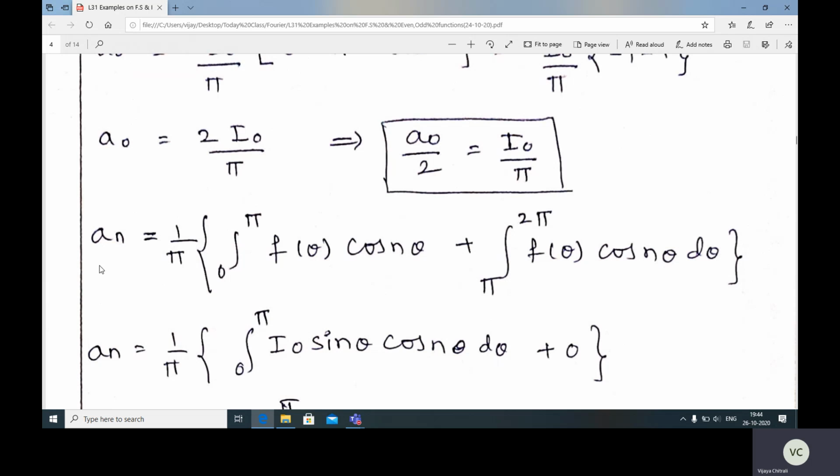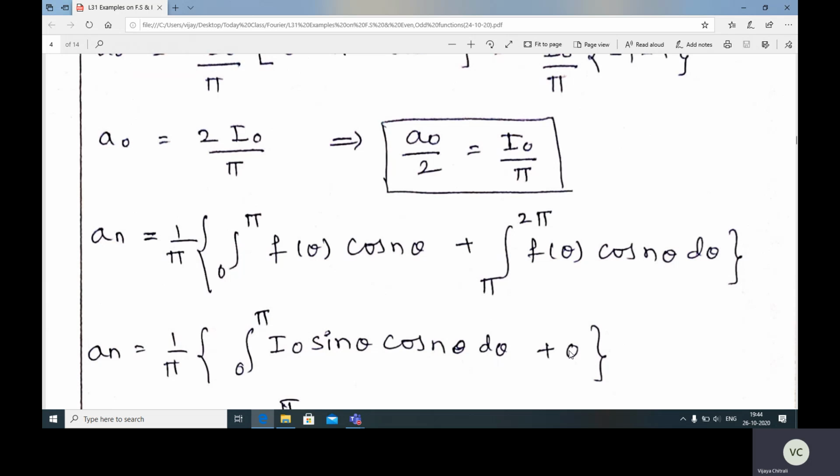Next, find a n. So a n is equal to, again the function is divided into two subintervals, 0 to pi and pi to 2 pi. So 1 by pi integration from 0 to pi f of theta cos n theta plus integration from pi to 2 pi f of theta cos n theta d theta. In the interval 0 to pi, f of theta is I naught sine theta, substitute, and in the interval pi to 2 pi we have f of theta as 0, and 0 into something is 0.